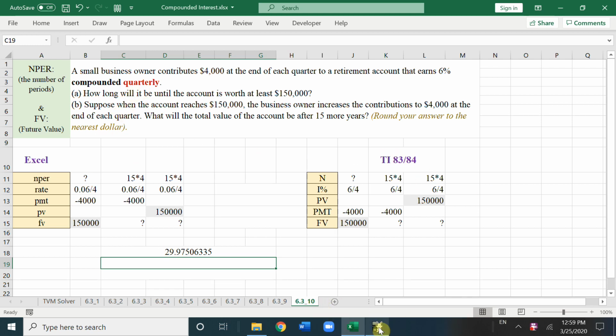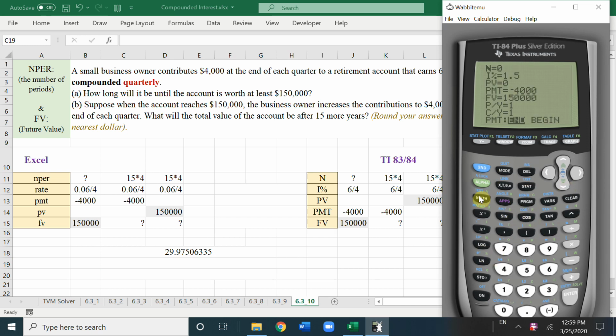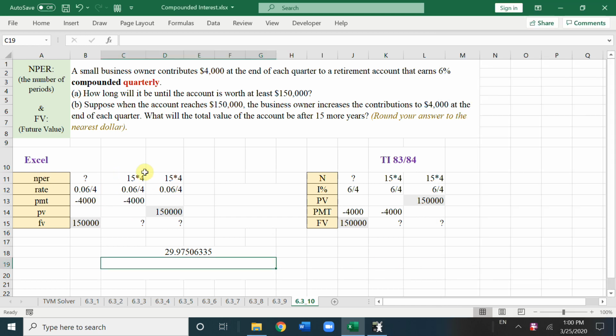And we can verify with the calculator. Okay, cover the N, alpha, enter. So we get around 30 quarters. Why did I put these two columns? In the first one, for the next 15 years, you continue to deposit 4,000 every 3 months, and also there is 15,000 present value in the account. So we need to get both future values added together for this question.